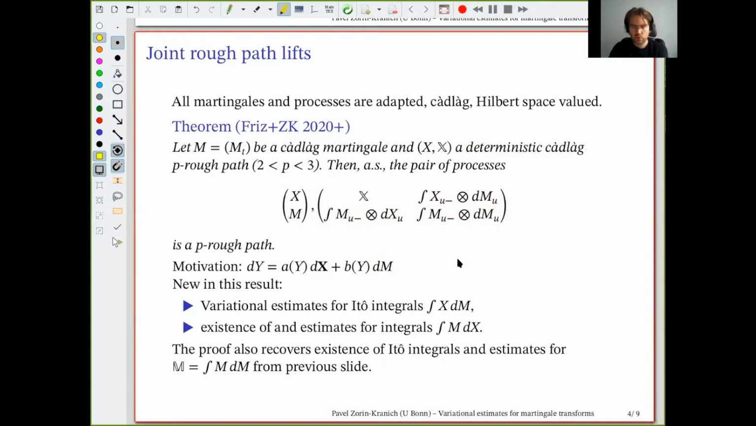And so what are these new quantitative things? These are optimal variational estimates for these kinds of integrals, and also the construction and estimates for integrals of martingales where the integrator is a rough path.